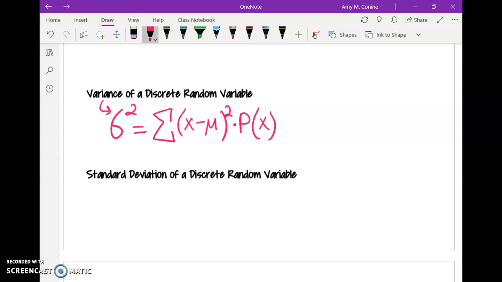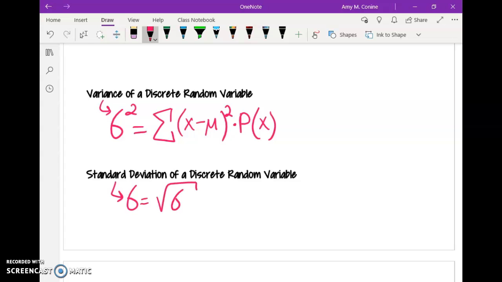So when we did variance before, it was very similar. We just didn't have this probability right here. So then standard deviation is going to be the same. Same idea. Regular sigma without the square is your standard deviation.